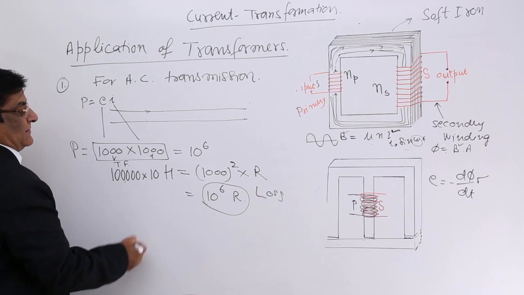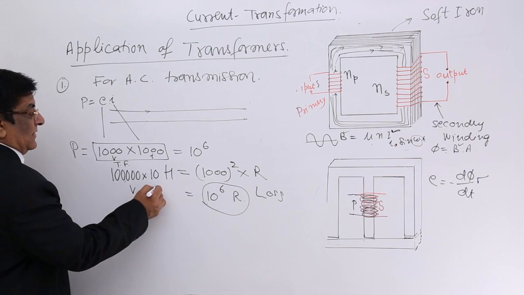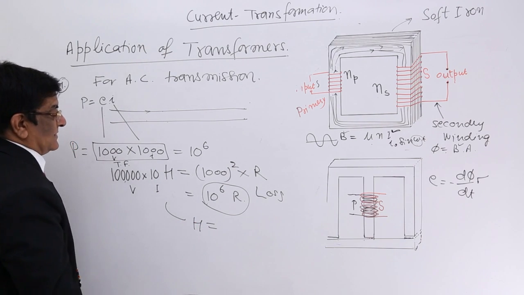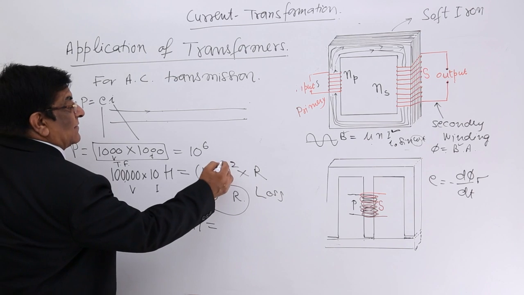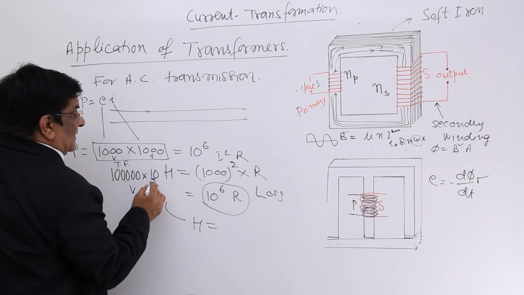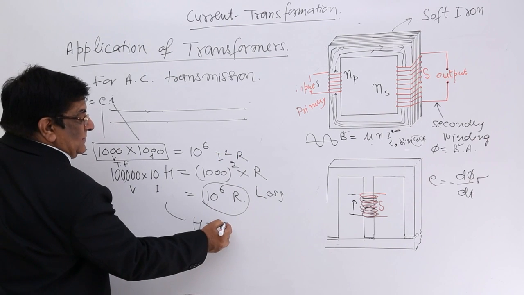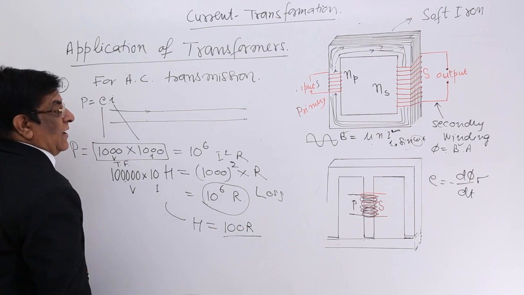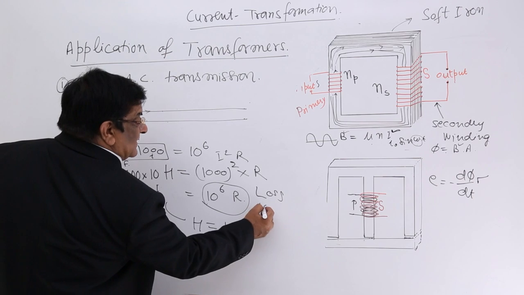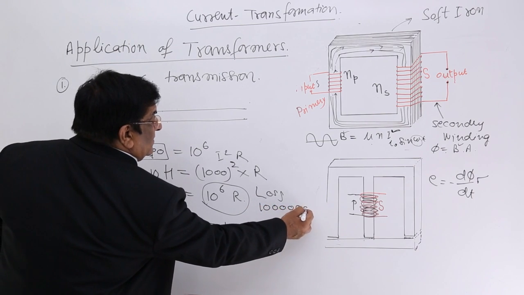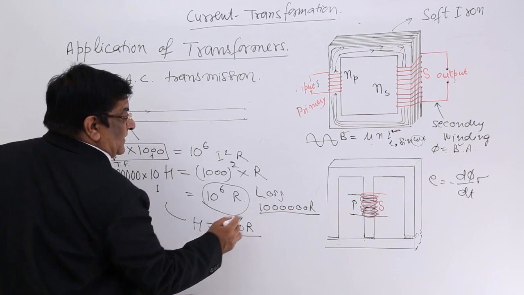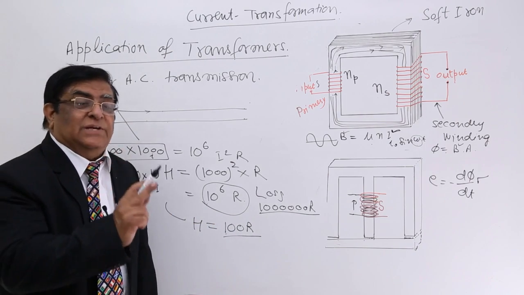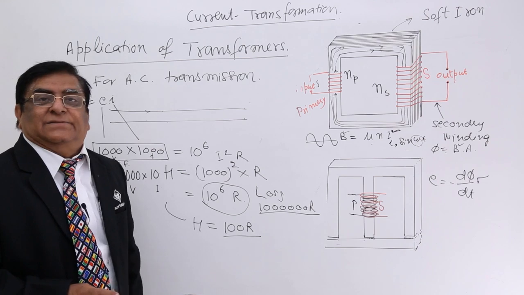Now this is V, this is current. How much is heat loss now? Heat loss is equal to the square of the current, I²R. Square of the current, 100 into R. How much was this? 10 to the power 6 R. This was heat loss in the first case, this is heat loss in the second case. 10,000 times the heat loss is less.